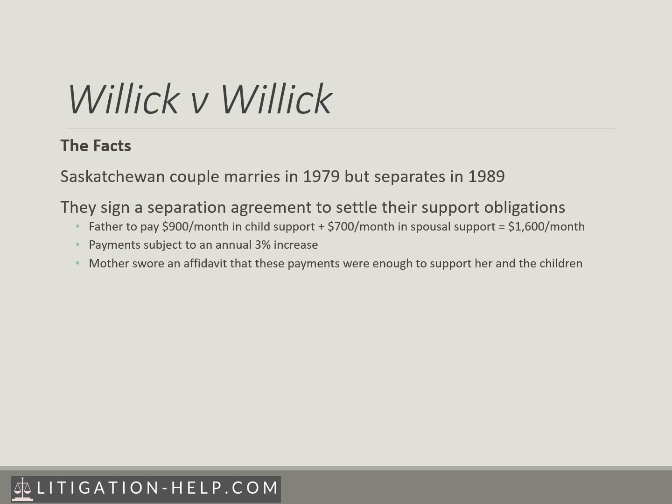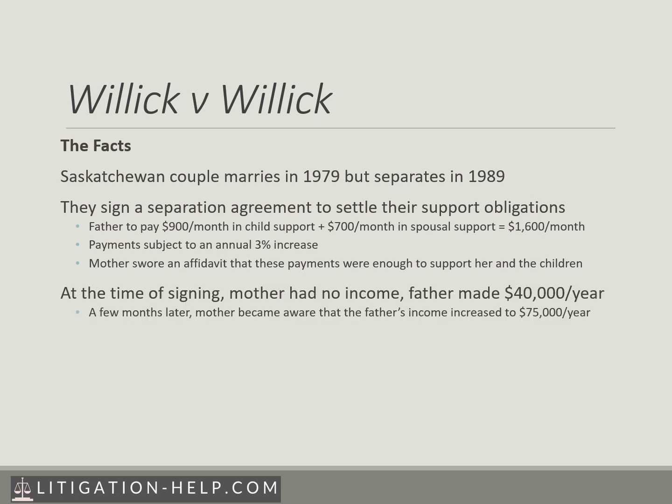The father was to pay $450 per child per month in child support and about $700 a month in spousal support, totaling to about $1,600 a month from the father to the mother. Now, these payments were subject to a 3% increase every year starting each September. And the mother swore an affidavit that these payments at the time were sufficient to support her needs as well as those of the children.